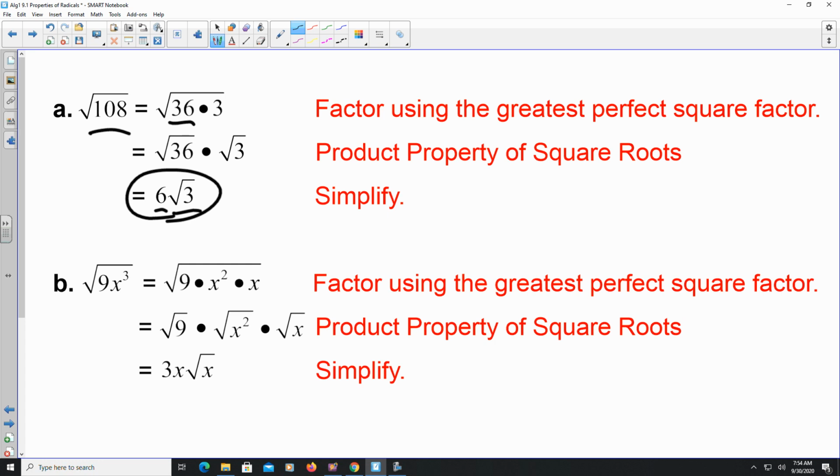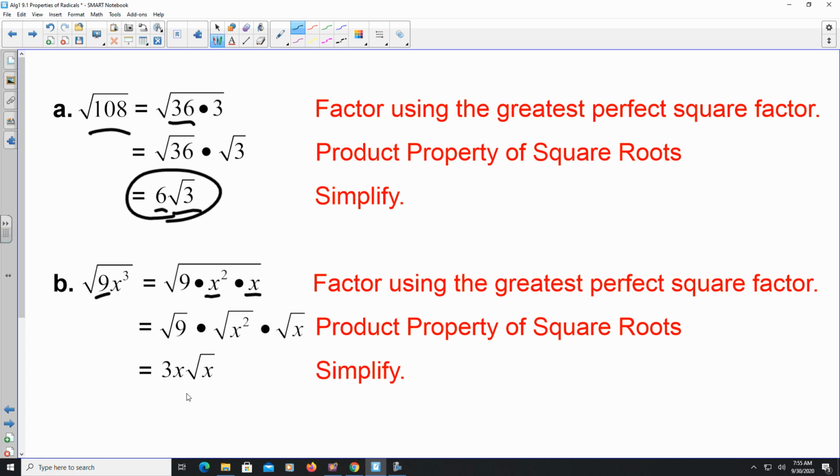Now, in a situation like in example B here, we have not only numerical values, but we have variables. So what you are going to do in this particular instance is, well, 9's already a perfect square number, so I don't have to do anything with that. But if you look at the variable, it's this. What you're going to do is break this up into a series of, basically because it's square root, you're going to do an even exponent, which in this case is going to be x to the second, and then you have whatever's left over, which is x to the first.